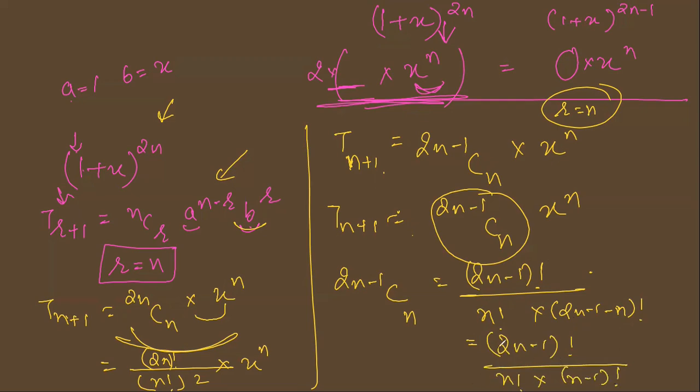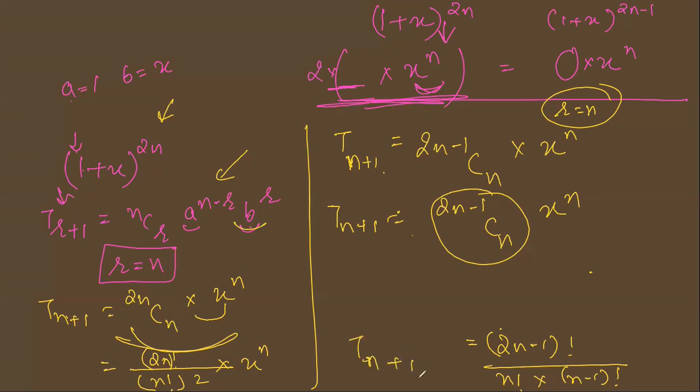Now further I can't solve it. Further I can't solve it, right? So the final value is this only. So let me put it here. So t n plus 1 is equal to the value of this into x raised to the power n. See, I have the coefficient of x raised to the power n is this. And in the second expansion, I have the coefficient of x raised to the power n is this. Now, what do I want? I want twice of this. Means I want this one as twice.